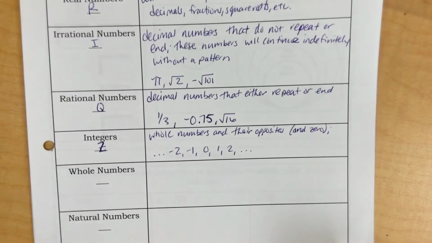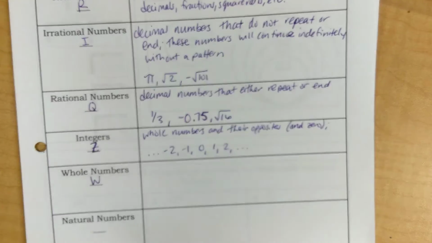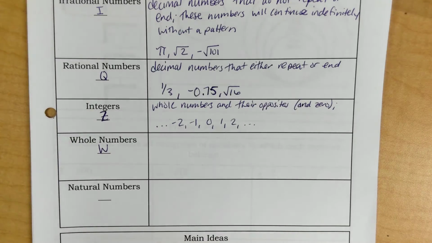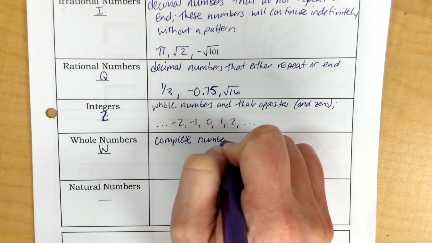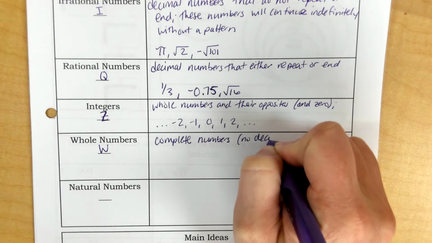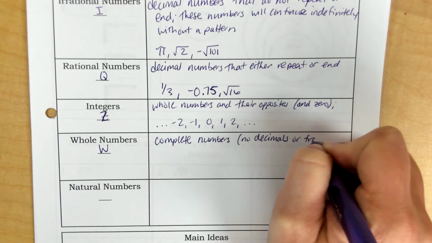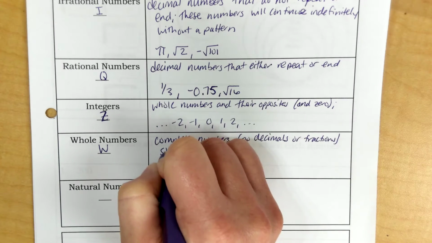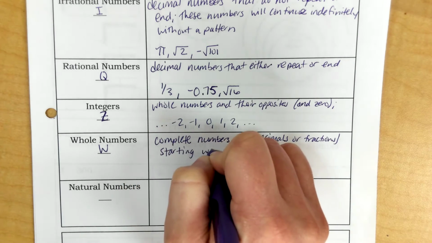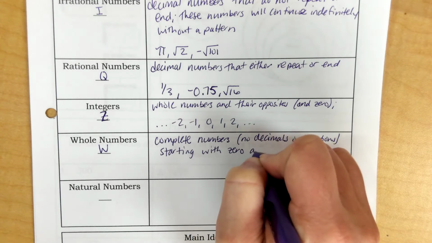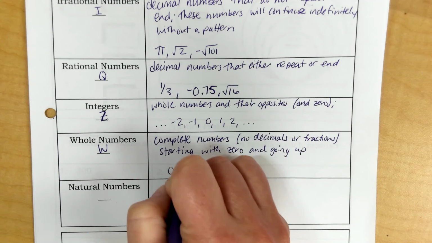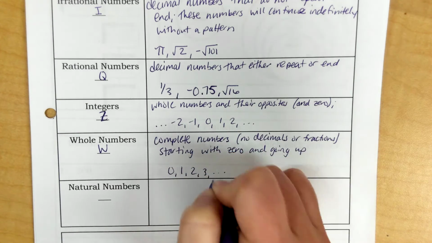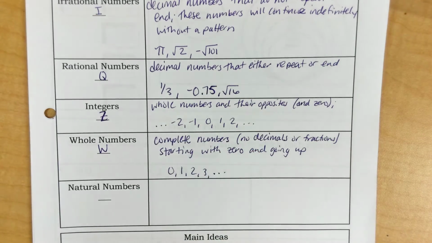Okay. Then we move into the category of whole number, which we use the words whole number a lot to describe things, but truthfully a whole number is only going to be a complete number. So no decimals or fractions. Starting with 0 and going up. Okay, so this is going to be 0, 1, 2, 3, and so on. True whole numbers are only going to start with 0. We're not going to include any negative numbers.